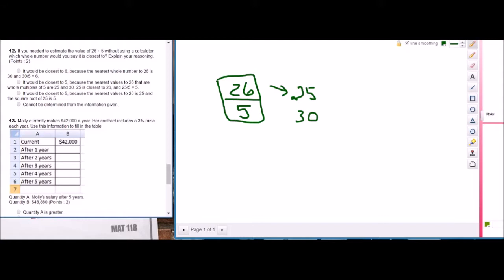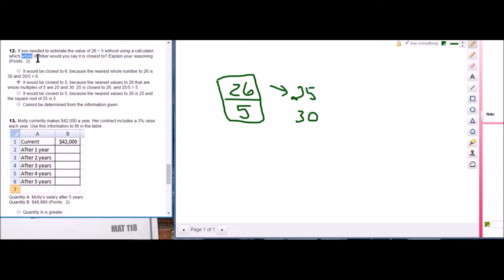That one looks like it might have two answers, but let's think about this here. It would be close to 5 because the nearest value to 26 is 25, and the square root of 25 is 5. To me, logic shows both of them, but when it comes to division and trying to find what it's closest to, I would have to lean towards this one, because when it comes to square roots, sometimes those numbers can be pretty far apart, and with square roots we're dealing with multiplication. But when we're dealing with 25 and 30, we know it's definitely between 25 and 30.